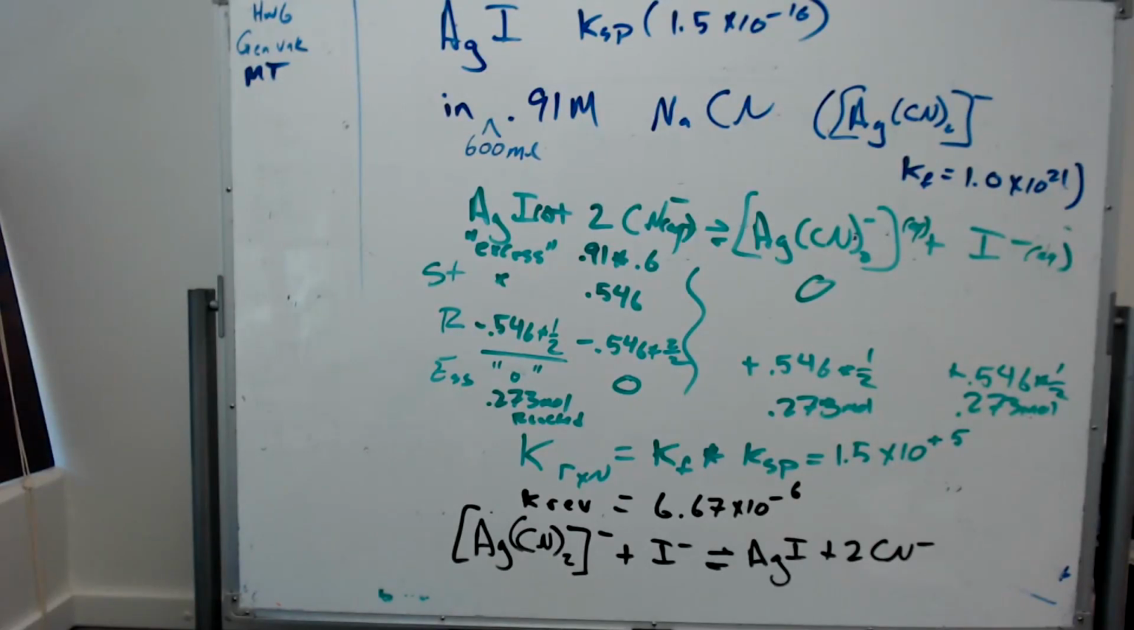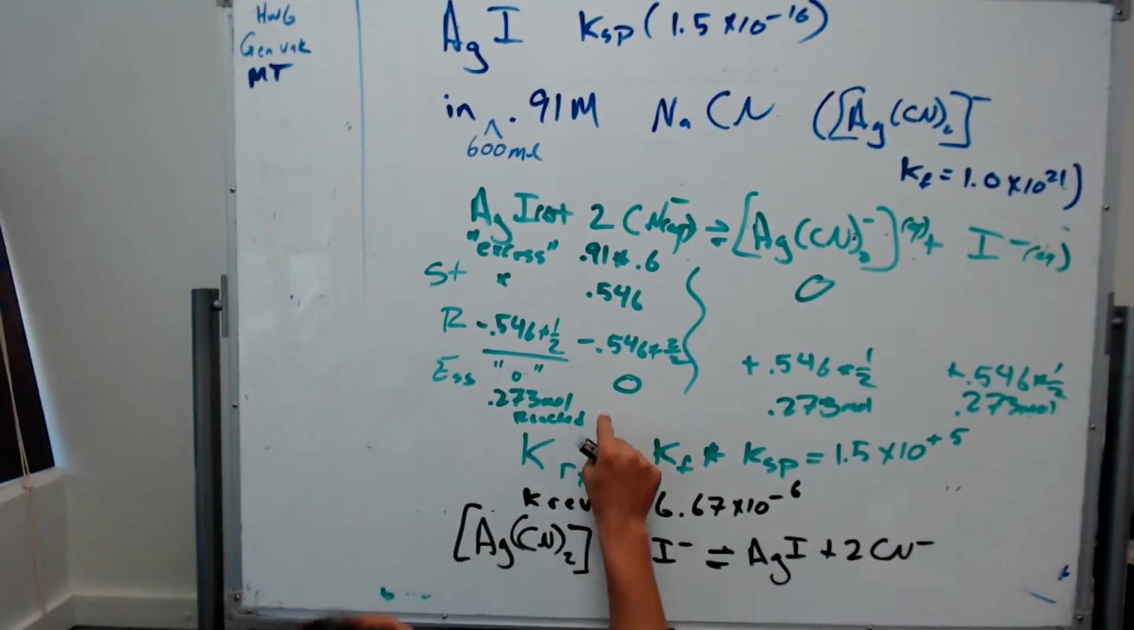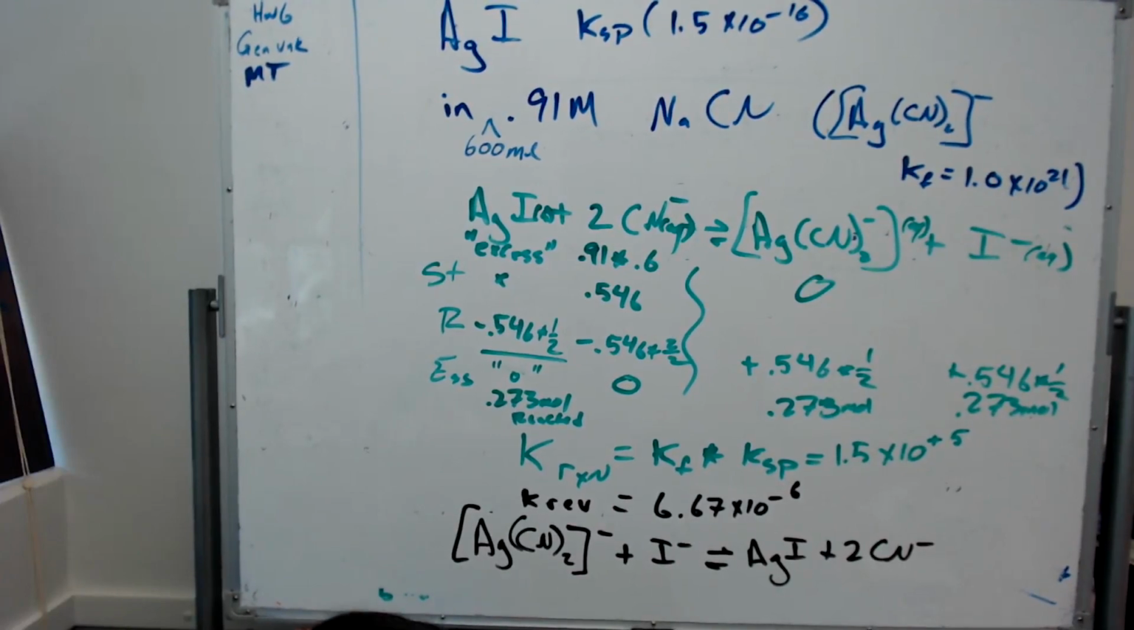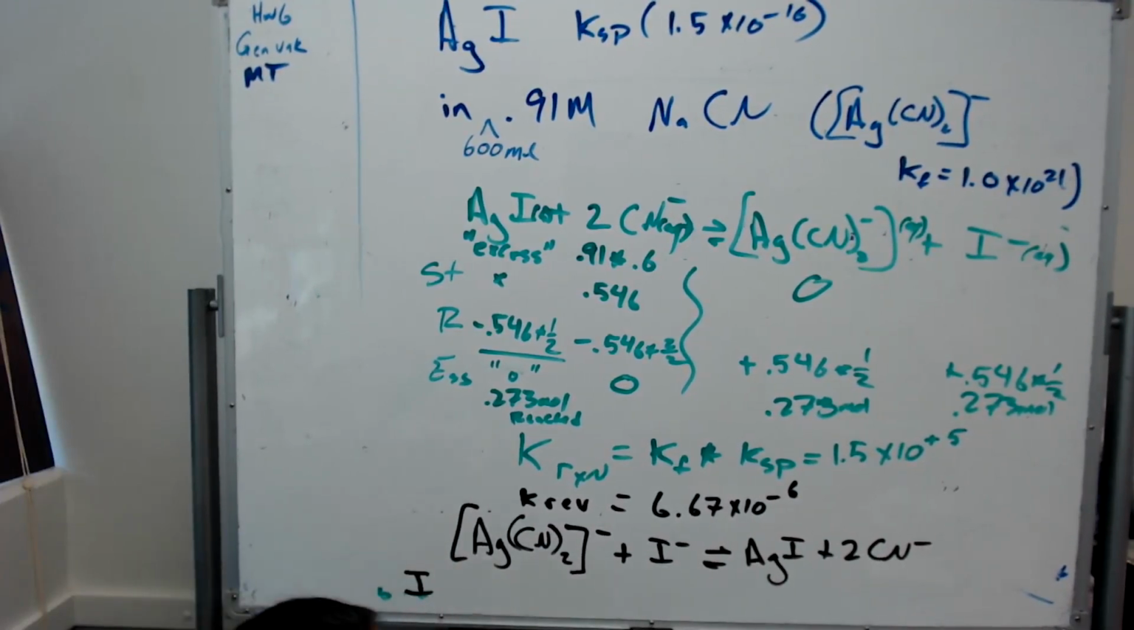2.73 divided by 0.6, right? Because I need to switch my moles to molarity. So I'm going to take my moles that I made divided by my total volume. We're going to assume that adding the solid didn't really change the volume. This will get us our initial.